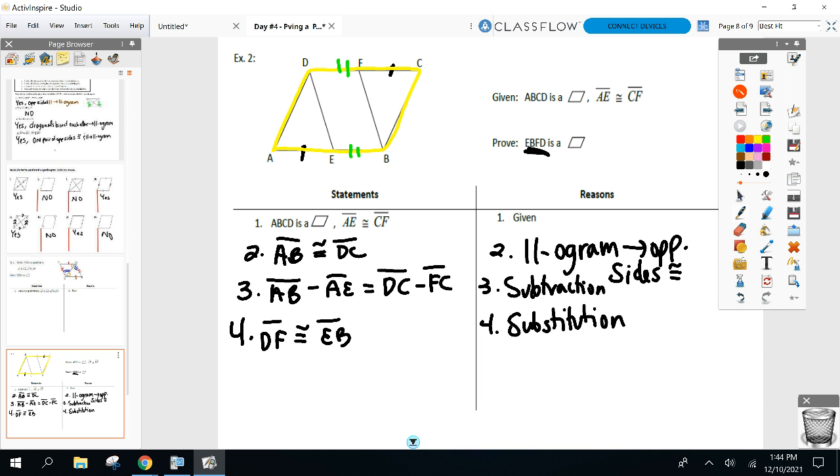Here's where I want you to start. Don't just start writing down random stuff. Here's where I want you to think. What else would I need now to make this a parallelogram? You already have DF equal to EB. There are two things that could happen that would make it a parallelogram. Two things left. What's one? Eva, what's one thing I could do?